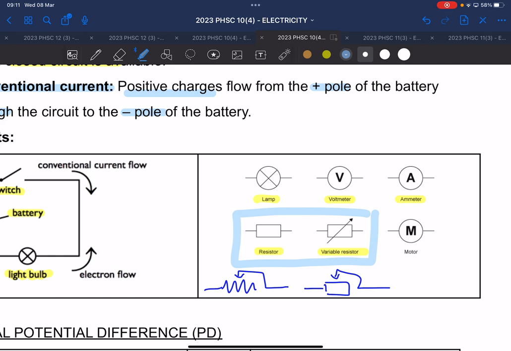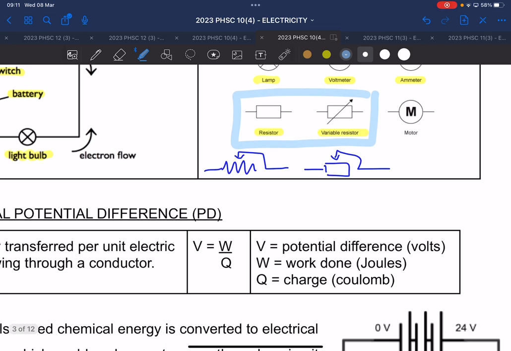Then a motor, you do not need to know. Just for interest's sake, a motor is like a generator, or let's say in here it is plugged to a source, but in here is a motor that turns. Source, motor that turns.